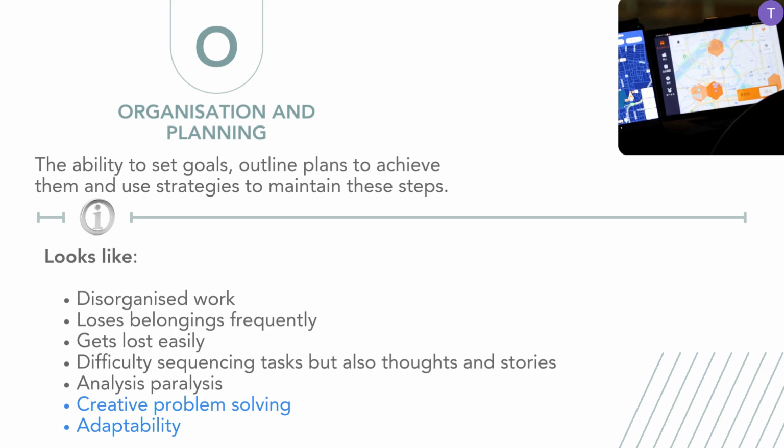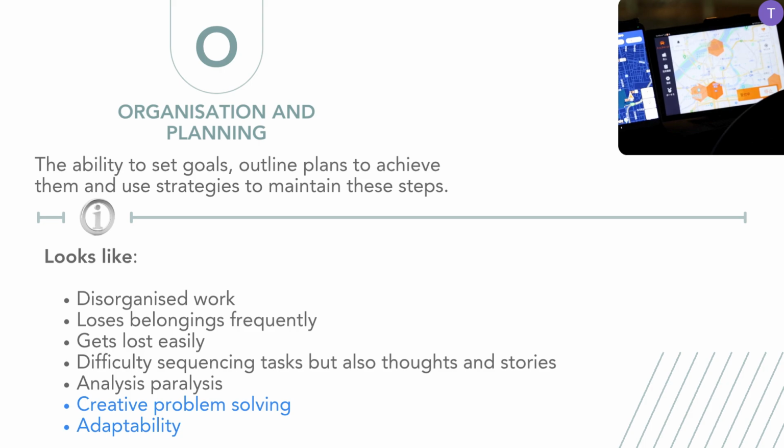And often these kids get stuck in analysis paralysis. So they know that maybe organization and planning isn't something that's really strong for them. And so they spend a lot of time thinking about what they should be doing, thinking about how they should be doing it in order to not make a mistake. But they can kind of get stuck in this thinking mode as opposed to actually performing the action.